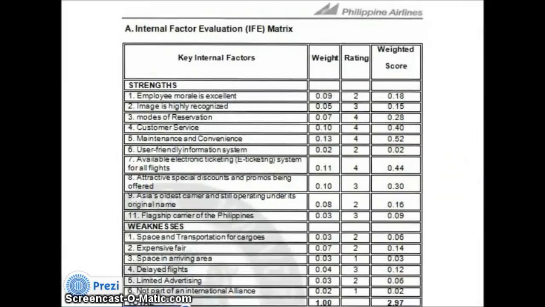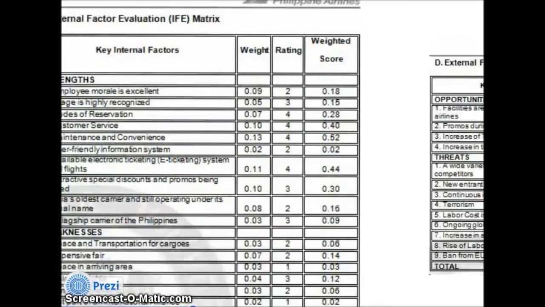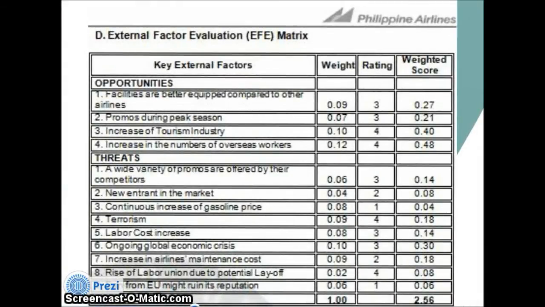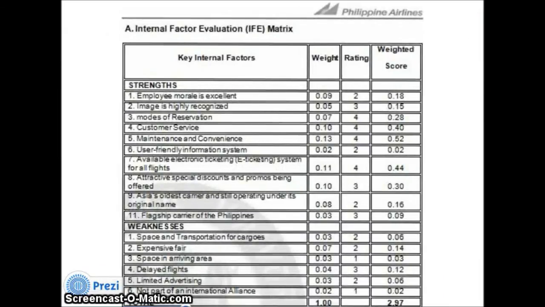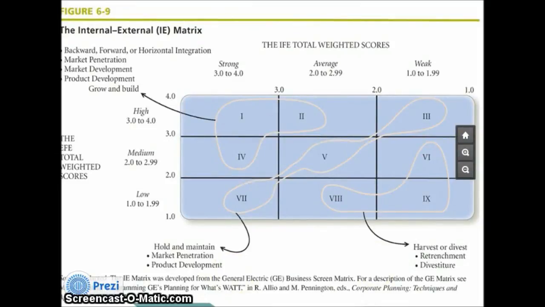Now let us have an example in a local setting. Here is the Philippine Airlines. The manager of PAL should first construct the IFE and EFE matrix. After that, they should get the total weighted scores of each matrix. After getting the total weighted scores, the manager can now locate the results in the diagram. The combined effect of the result scores falls in quadrant 5 for IFE and EFE total weighted scores. The IE matrix of the Philippine Airlines tells that the company should hold and maintain.